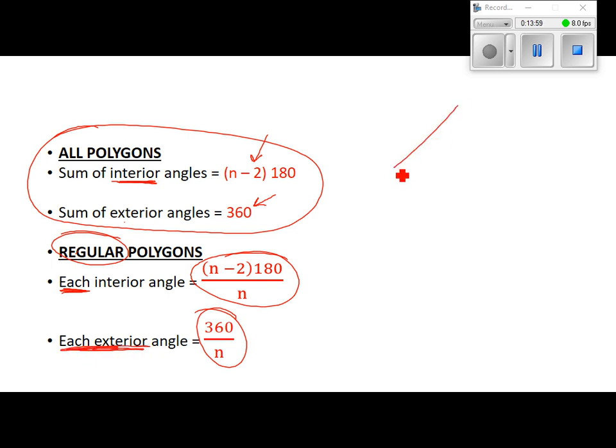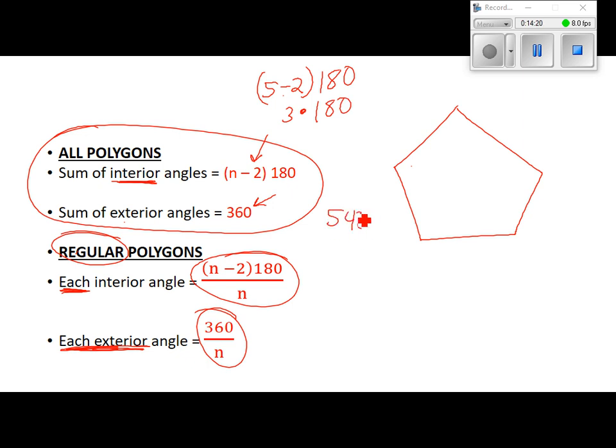So if I have a pentagon, if I could draw a regular pentagon, and I want to find each of these interior angles, then I can just do 5 minus 2 times 180. 5 minus 2 is 3. I take 3 times 180, and I end up with 540. So all 5 of these angles add up to 540 degrees. This is the part that the homework's going to cover. If that's all they wanted was the sum of them, then that's all you do.